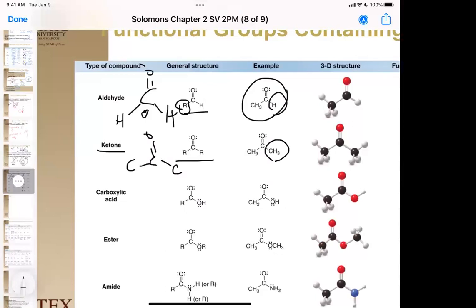Carbon, carbonyl, hydrogen: aldehyde. Carbonyl, carbon: ketone. Okay, so that's going to be the first way to do it. We've basically taken our carbonyl and added carbon and hydrogen, just like it was a regular hydrocarbon. Now let's start inserting heteroatoms.